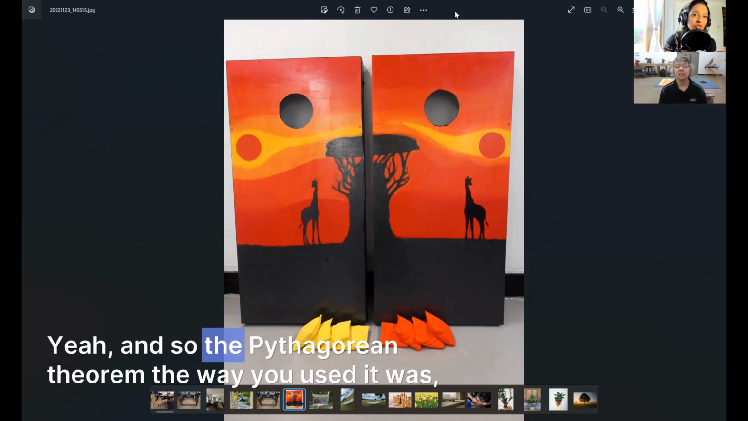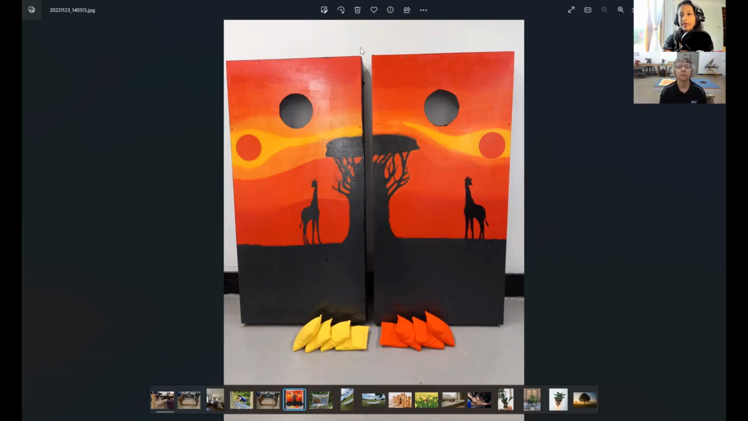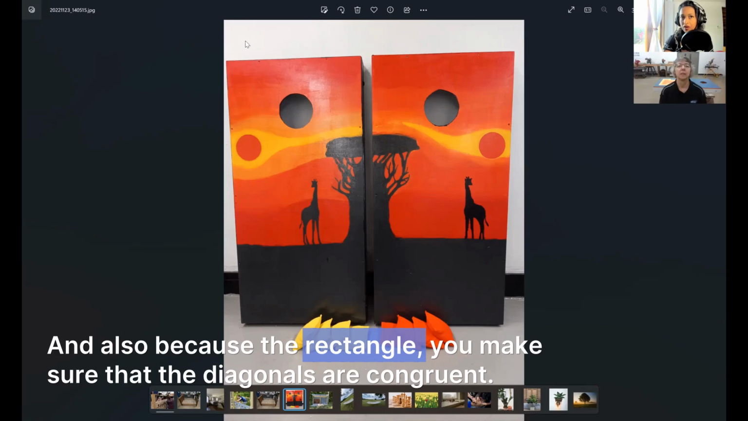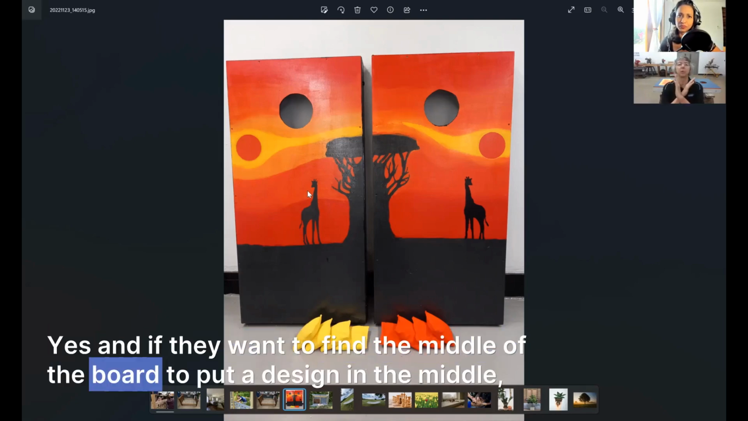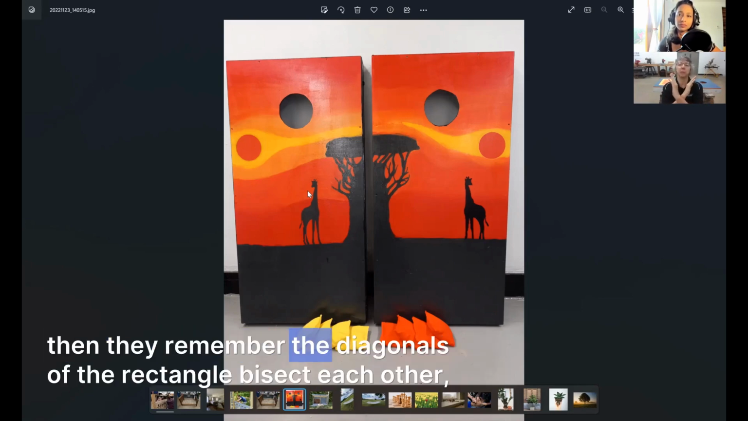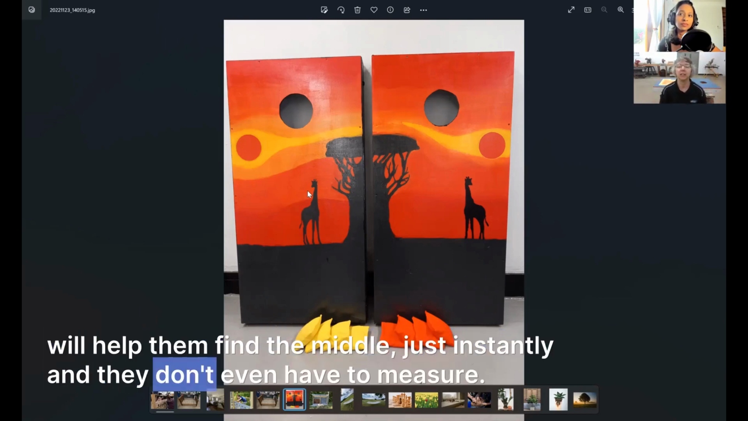Yeah. And so the Pythagorean theorem, the way you used it was you have your length and your width, and you make sure, using the Pythagorean theorem, the diagonals are what they should be. And also because it's a rectangle, you make sure that the diagonals are congruent. So that's how you're applying it. Yes, and if they want to find the middle of the board to put a design in the middle, then they remember the diagonals of a rectangle bisect each other. So they just put 2 strings corner to corner on the diagonals, and that will help them find the middle just instantly, and they don't even have to measure.